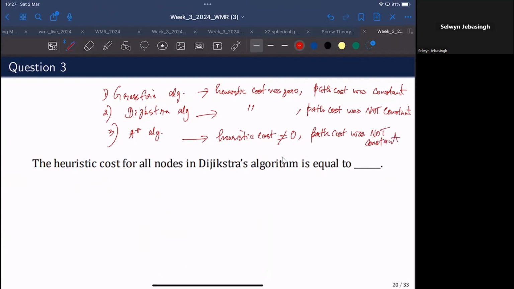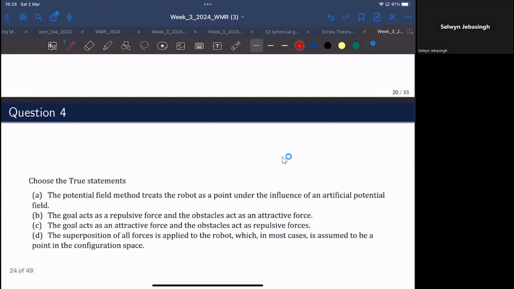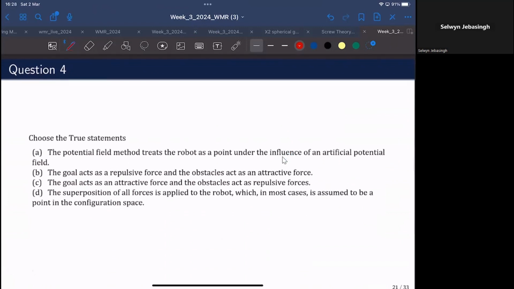In essence, you can also say that Dijkstra algorithm is a subset of A-star algorithm. If you consider the heuristic cost to be 0, A-star becomes Dijkstra algorithm. So the answer for this question is that the heuristic cost for all the nodes in Dijkstra algorithm is equal to 0. That was the correct answer. Moving on to question 4.